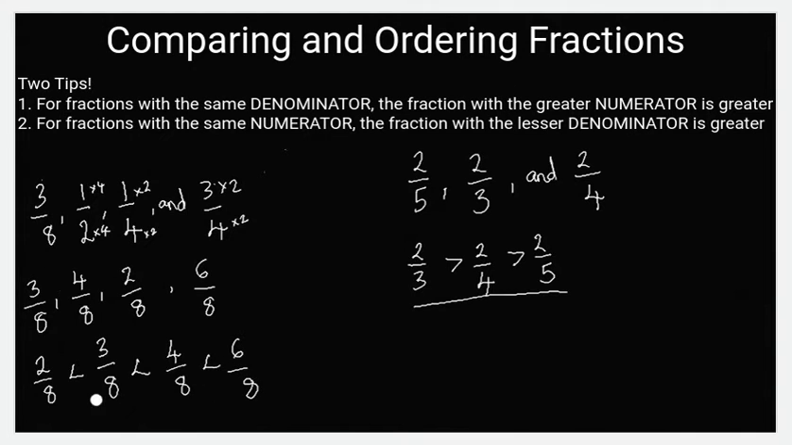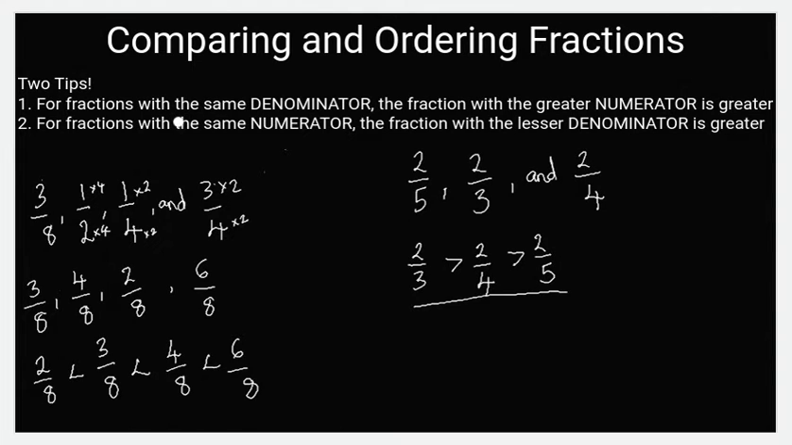Okay, so this is the ordering of the fractions: 3 over 8, 1 over 2, 1 over 4, and 3 over 4, right this way. So that's how you compare and order fractions, okay? Just bear this in mind. The first one is actually, to me, quite important because we see more of that, the same denominator.